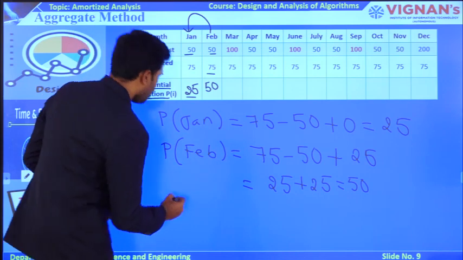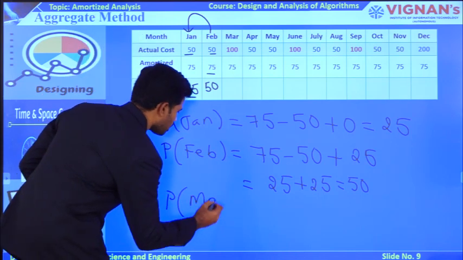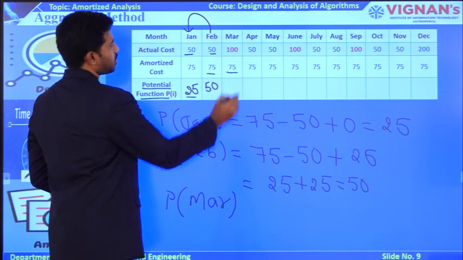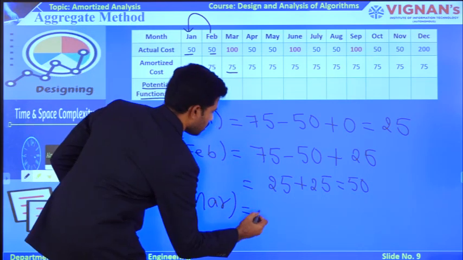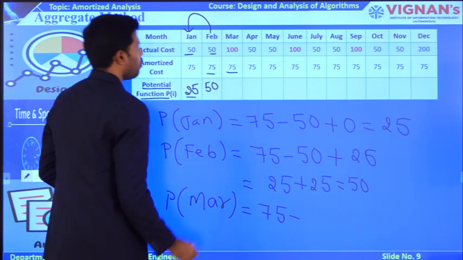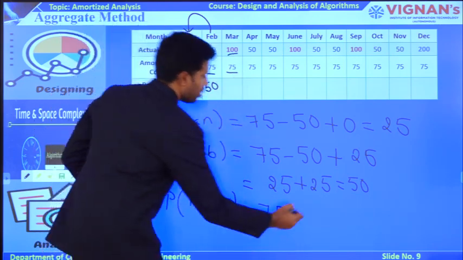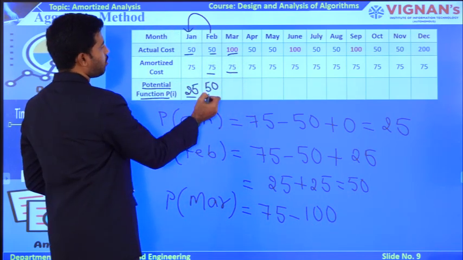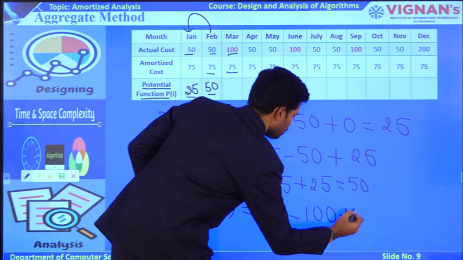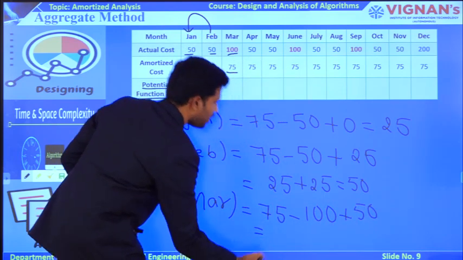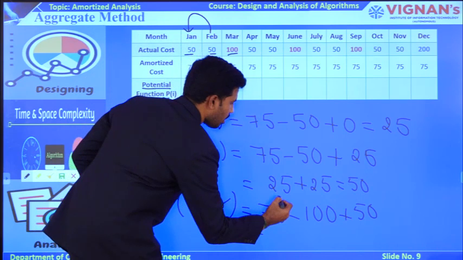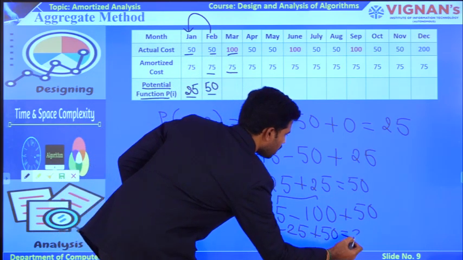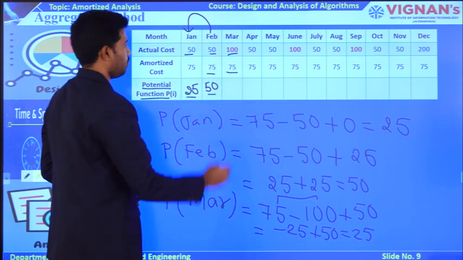Now we apply the potential function for March. Likewise, you need to apply it for all the months. What is the amortized cost here? 75 minus, what is the actual cost for March? 100. What is the previous potential value for February? 50. So here, 75 minus 100 plus 50, which is going to be 25, right?